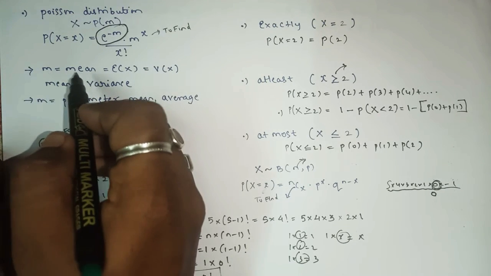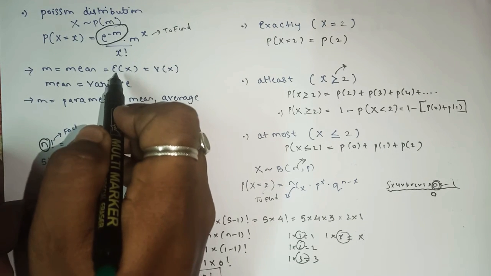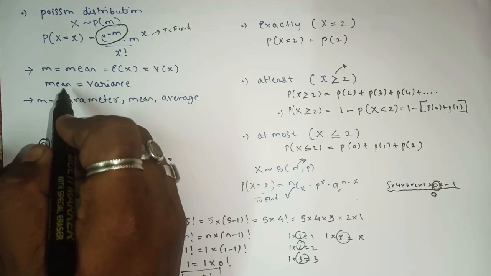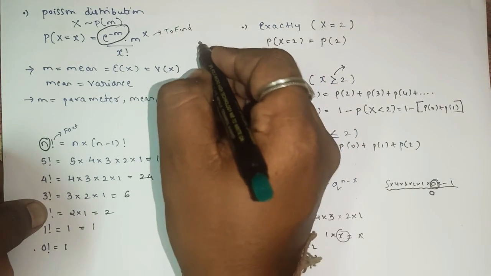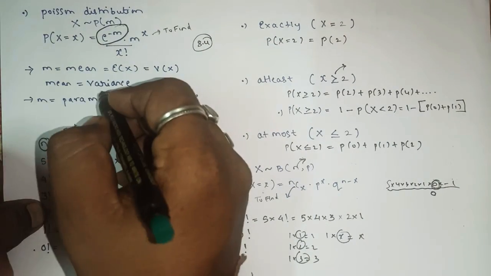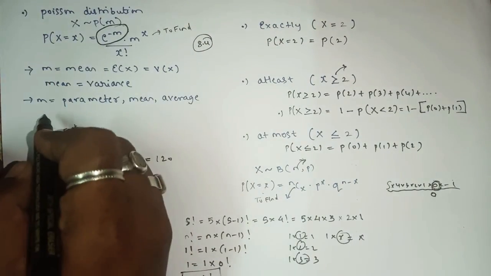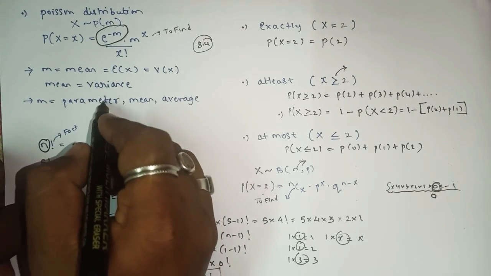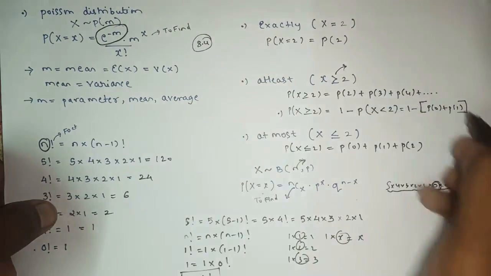And here m is known as what? Mean. It is also known as expected value. It is also known as variance. And in this exercise, for exercise number 8.4, see to it that mean and variance are one and the same. Sometimes in the question, m will be replaced by the word parameter, mean, average.